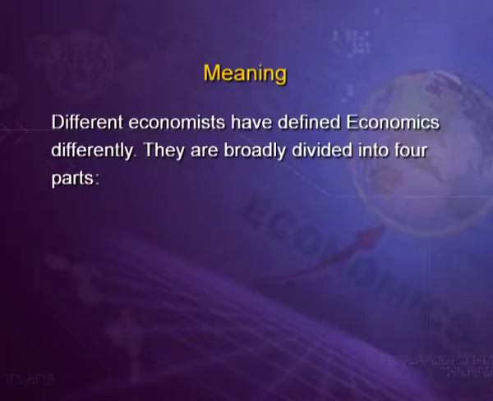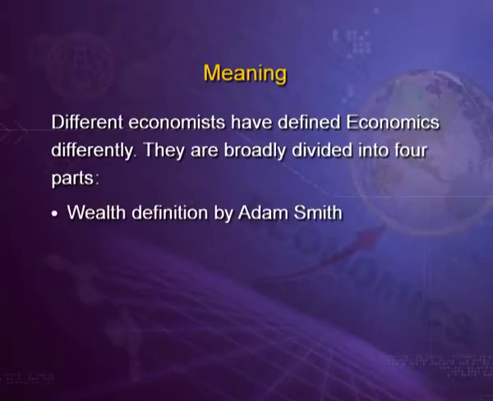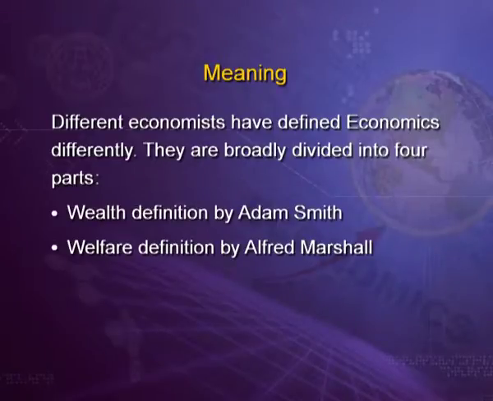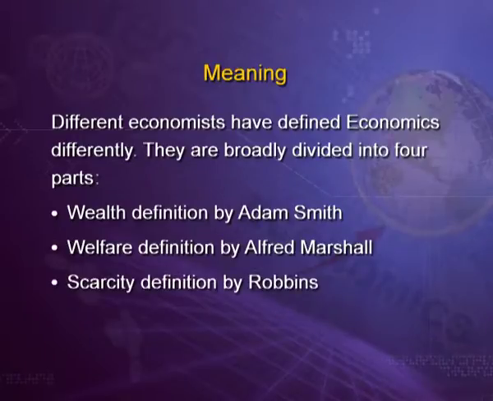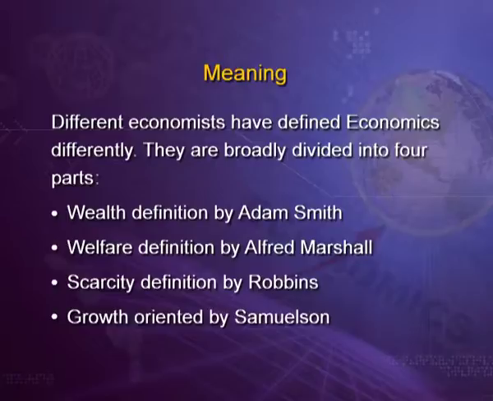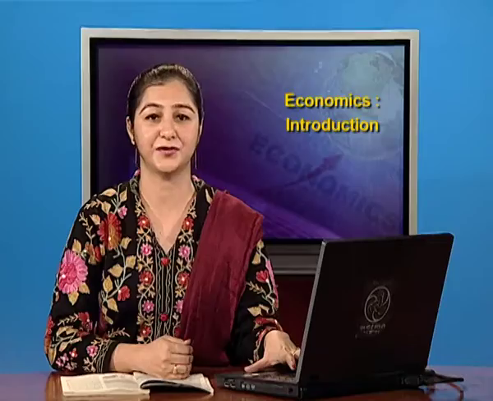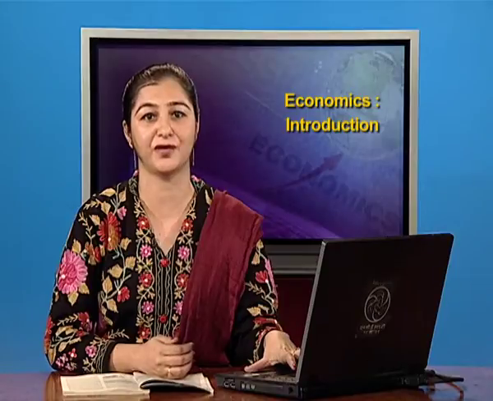Then different economists have given different definitions of economics, and basically they are broadly divided into 4 parts. The first one is the wealth definition by Adam Smith, the welfare definition by Alfred Marshall, the scarcity definition by Robbins, and the last one is the growth oriented definition by Samuelson. Now we are going to explain each and every definition.